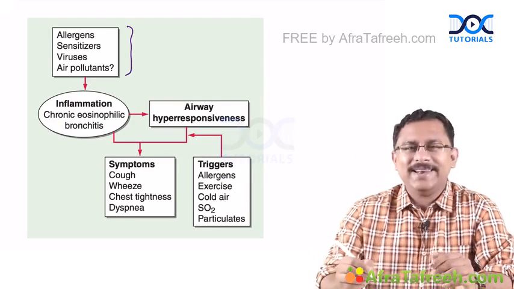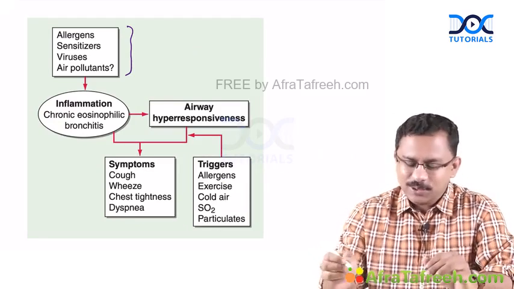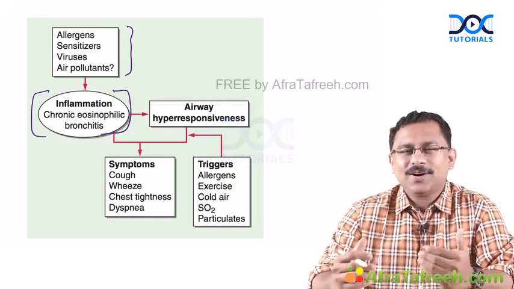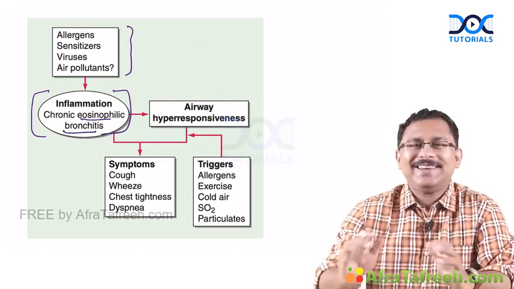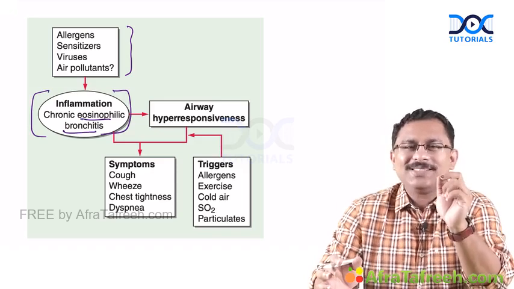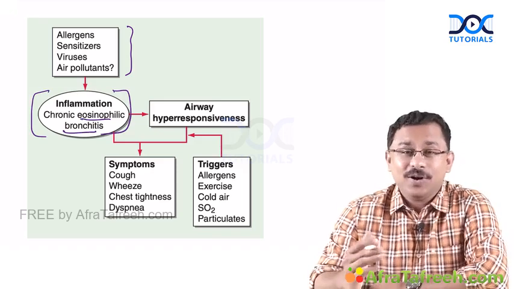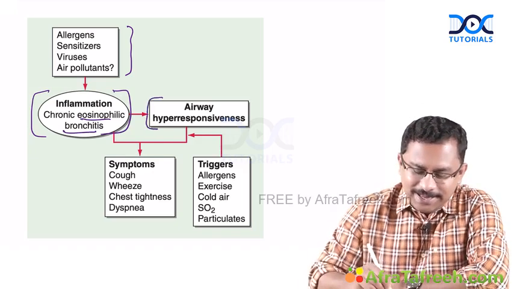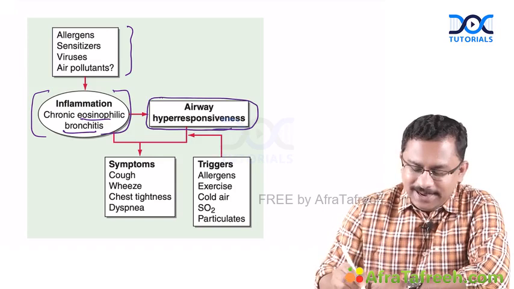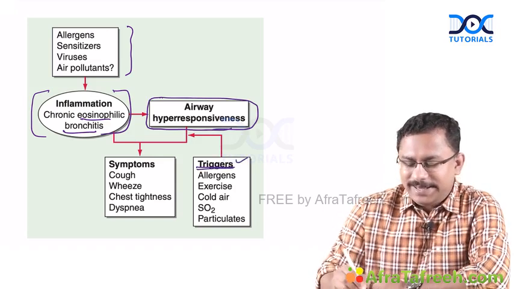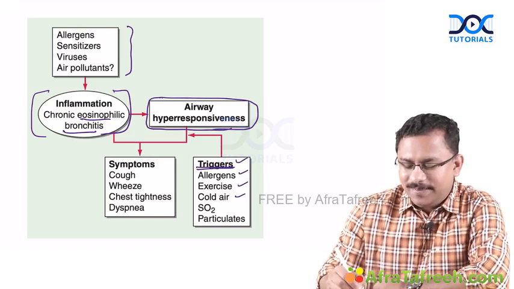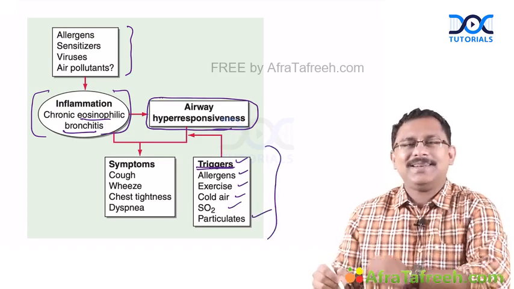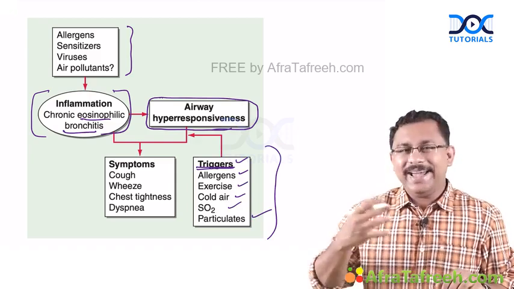The various allergens, endogenous and exogenous factors result in an inflammation, which is a chronic eosinophilic bronchitis, because I told you eosinophils are the predominant cells involved. I also told you it is predominantly affecting the bronchi, resulting in an airway hyperresponsiveness. And whenever there is a trigger by some allergen, exercise, cold air, a decrease in saturation of oxygen, or some particulate matter, all these can trigger the airways.